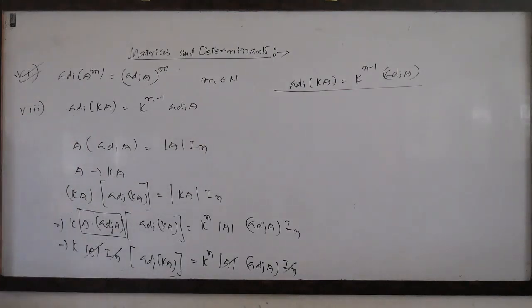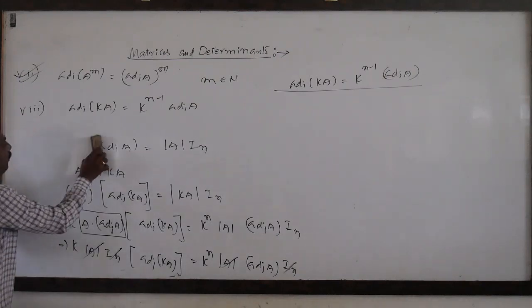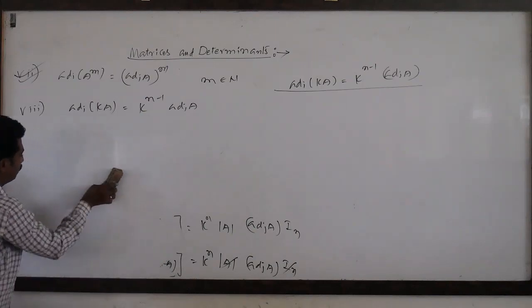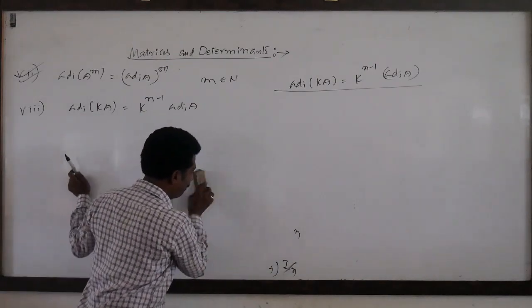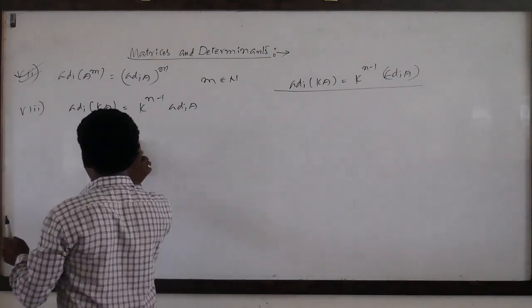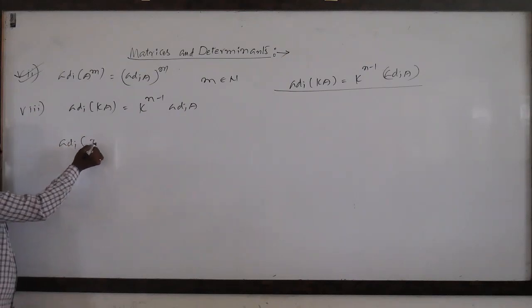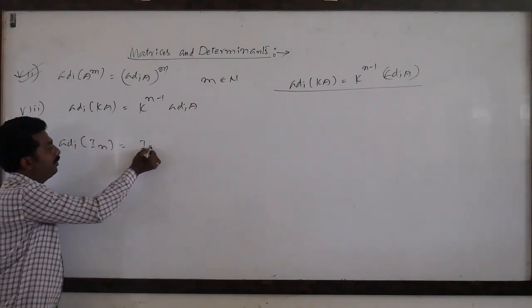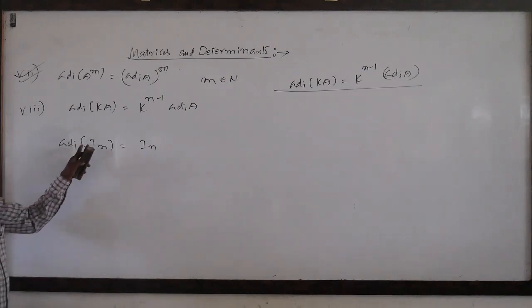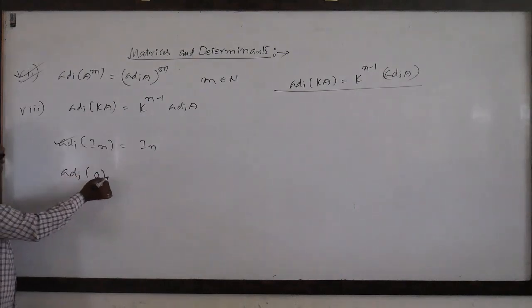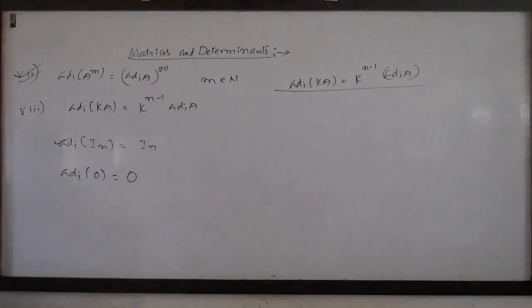Next property, adjoint of identity matrix. Adjoint of identity matrix, always identity will come. Whatever adjoint of identity matrix you take, the same matrix only will come. So that point we have to remember. Then what is adjoint of null matrix? Nothing but null matrix.